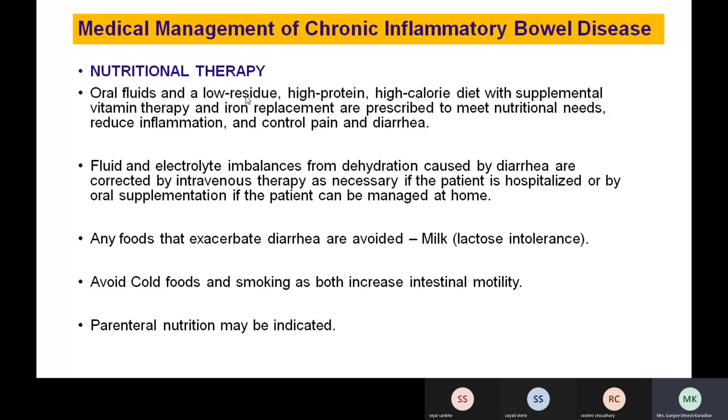Okay, for example, if the patient has lactose intolerance, milk should not be given to these patients. Also, avoid cold foods and smoking, as both increase intestinal motility. If the patient is a smoker, and many of the patients are smokers, it is found more in smokers than in non-smokers, so this also has to be taken care of. Then parenteral nutrition may be indicated in certain patients who may not tolerate oral foods.